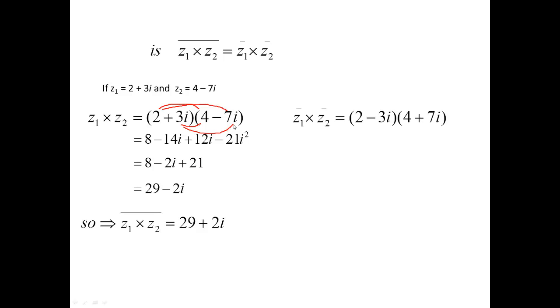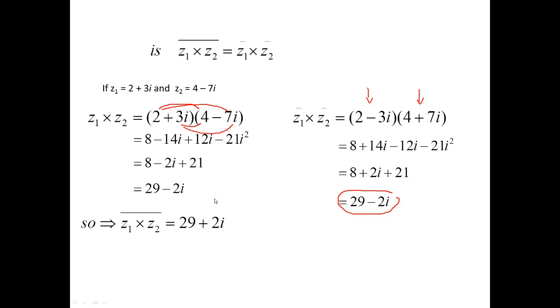Let's try it this time using the conjugates first. So notice, this time I'm using the conjugate of z1 and the conjugate of z2. We follow the same process. 8 plus 14i minus 12i minus 21i squared gives me 8 plus 2i plus 21, which gives me 29 plus 2i. What's that telling me? They're both the same, so in this particular case the answer is yes, they are equal to each other.